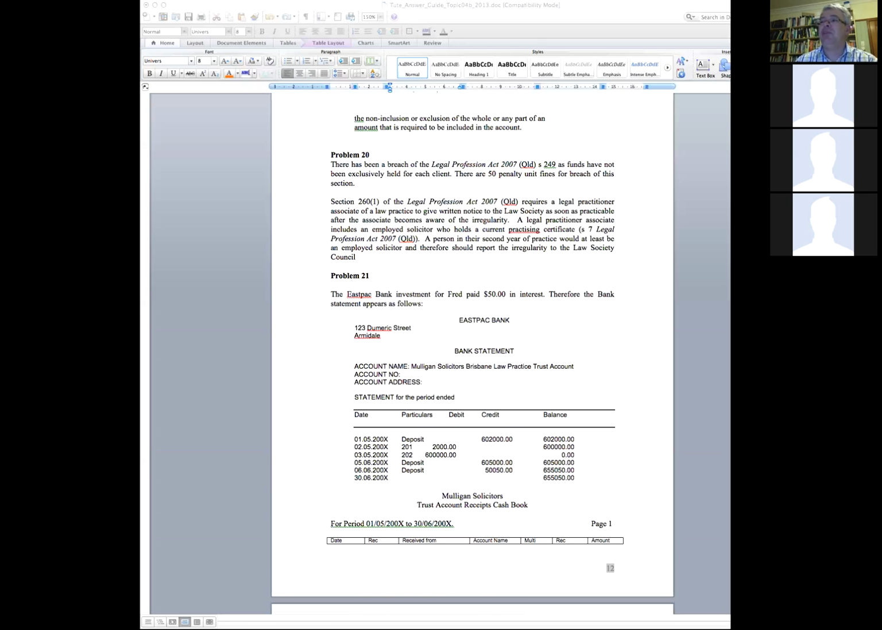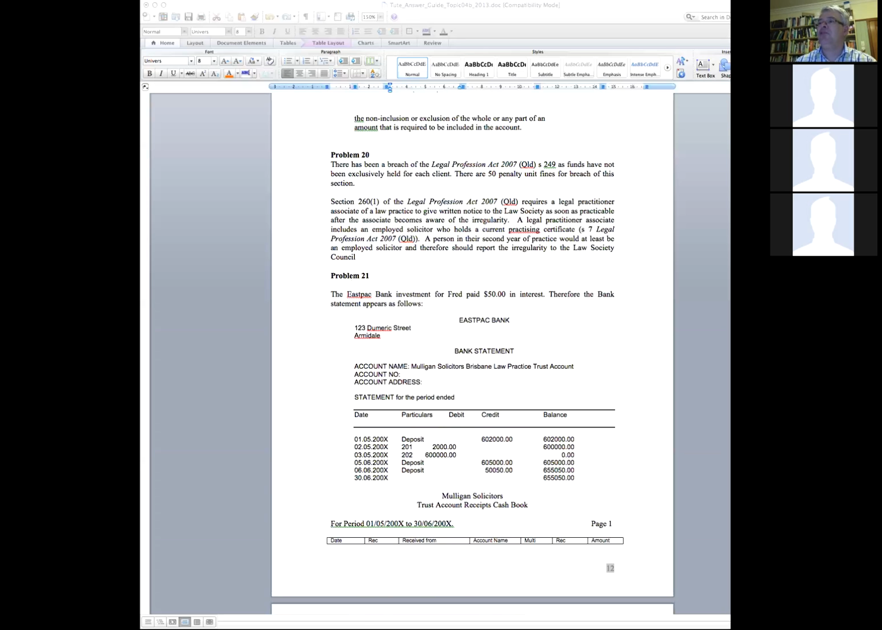Funds haven't been held exclusively for a client. Okay. Because money's been removed from the trust account. It means some clients' money is not in the trust account when it should be. Even though it's returned the next day, it doesn't matter. If you don't report it, then there's 50 penalty unit fines, and you've got 260 again.